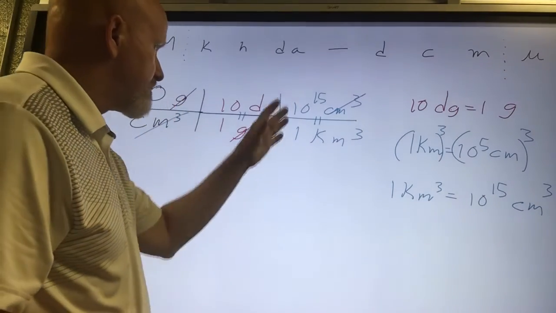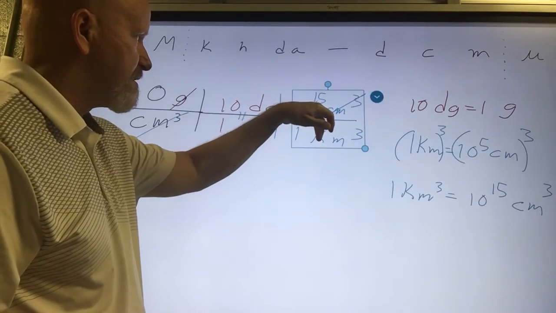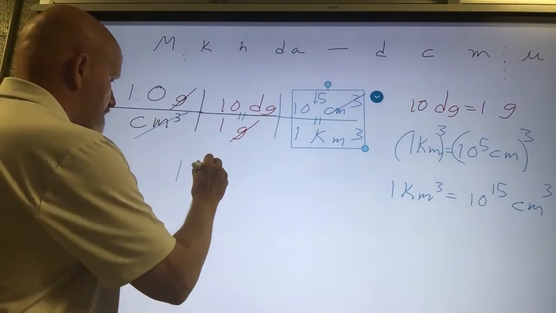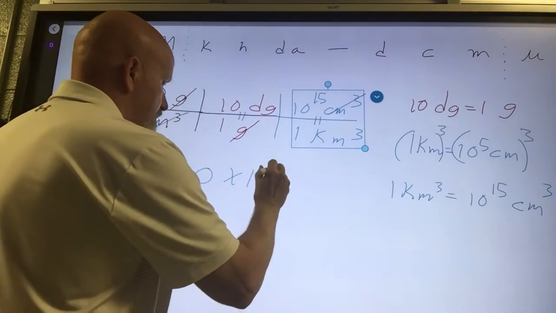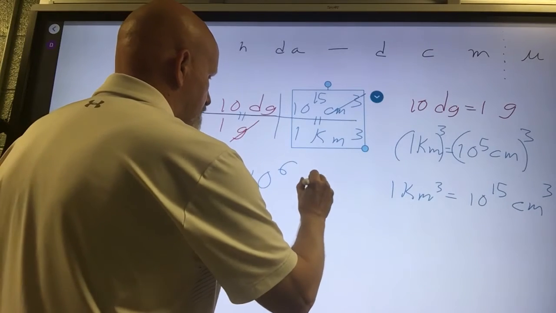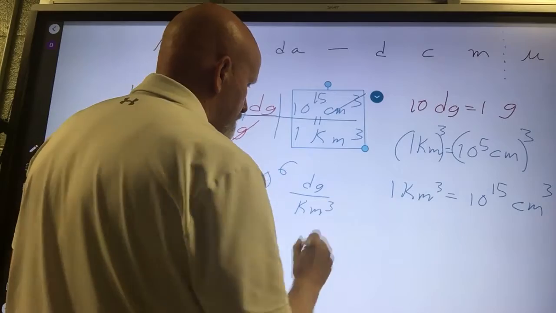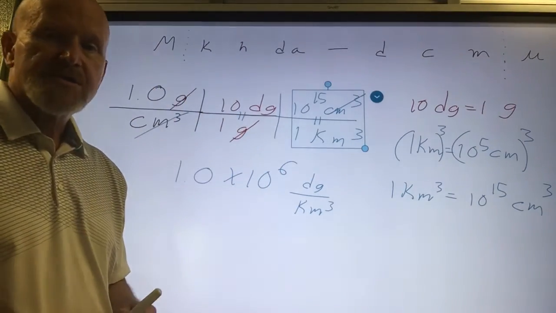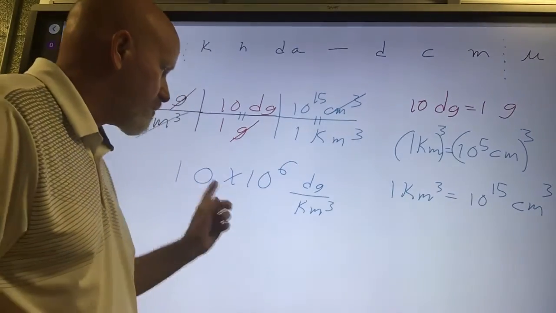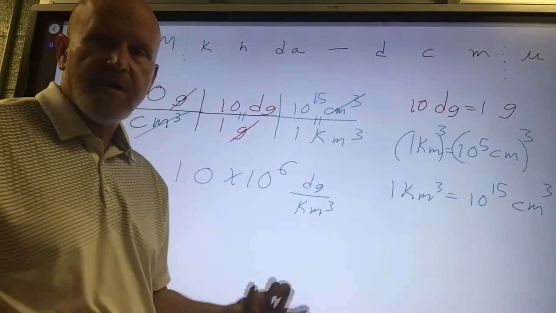So now what I do is I do everything to the top and the bottom here. I've got a 10 times 10 to the 15th. Okay, so our final answer right here is actually 1.0 times 10 to the 6 decigrams per kilometer cubed.